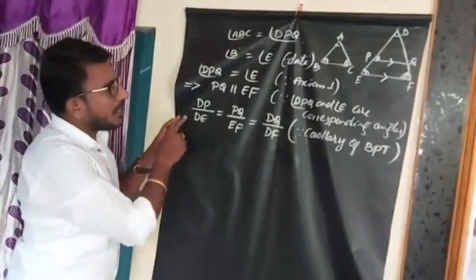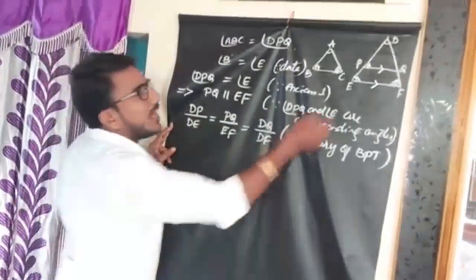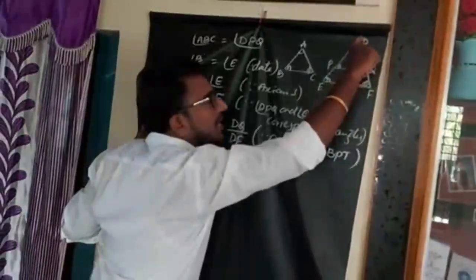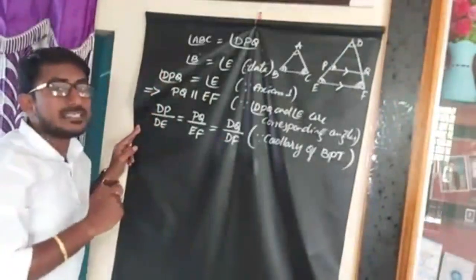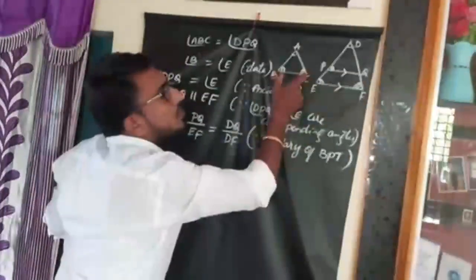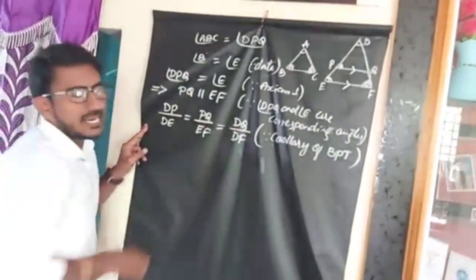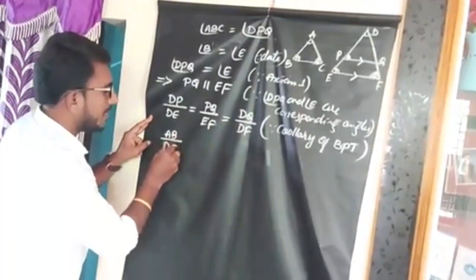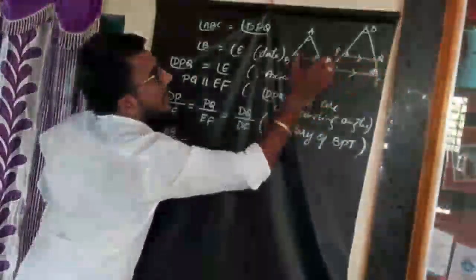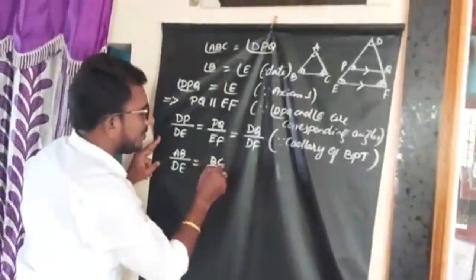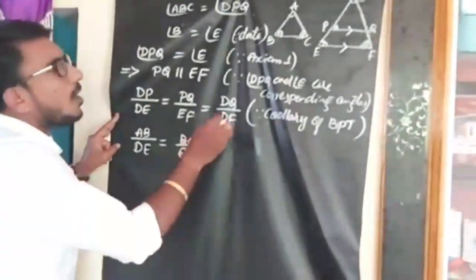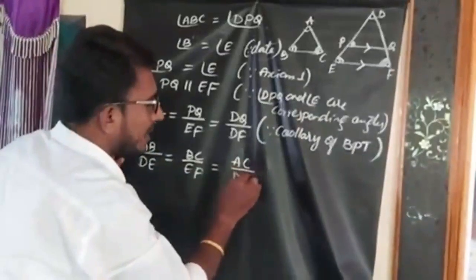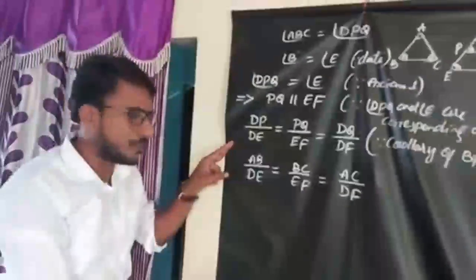Now, in the construction I have written DP equal to AB and DQ equal to AC, so wherever DP is there I can replace it by AB, and wherever DQ is there I can replace it by AC. In the CPCT I have written PQ is equal to BC. So AB divided by DE is equal to BC divided by EF, which is equal to AC divided by DF. This is what we wanted to prove. Hence the proof.